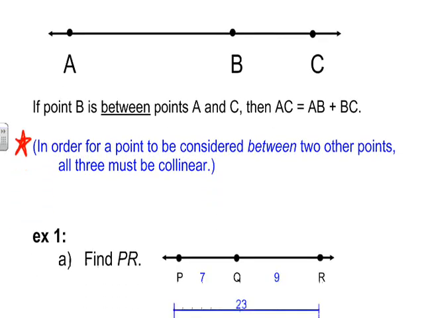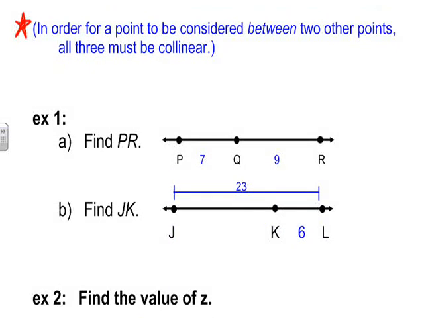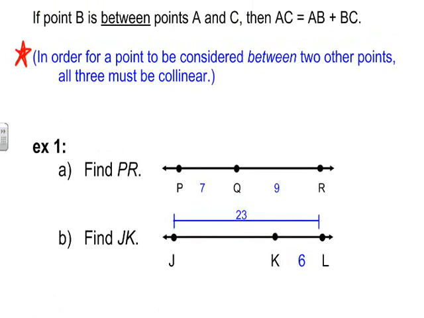Let's take a look at some examples that use numbers to help us figure out what's going on. In example 1a, I'm asking you to find PR. According to the segment addition postulate, if I have a point that is between two others, then I can add up my two smaller segments to equal the larger. Q is between points P and R. So if I write this out in postulate form, I would write the length of the longer segment, PR, is equal to my small segments PQ plus QR.